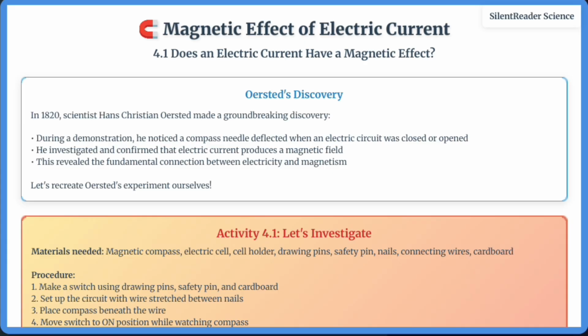This proves that an electric current produces a magnetic field around the conductor. The region where this magnetic effect can be felt is called a magnetic field. This discovery opened up entirely new possibilities for using electricity.